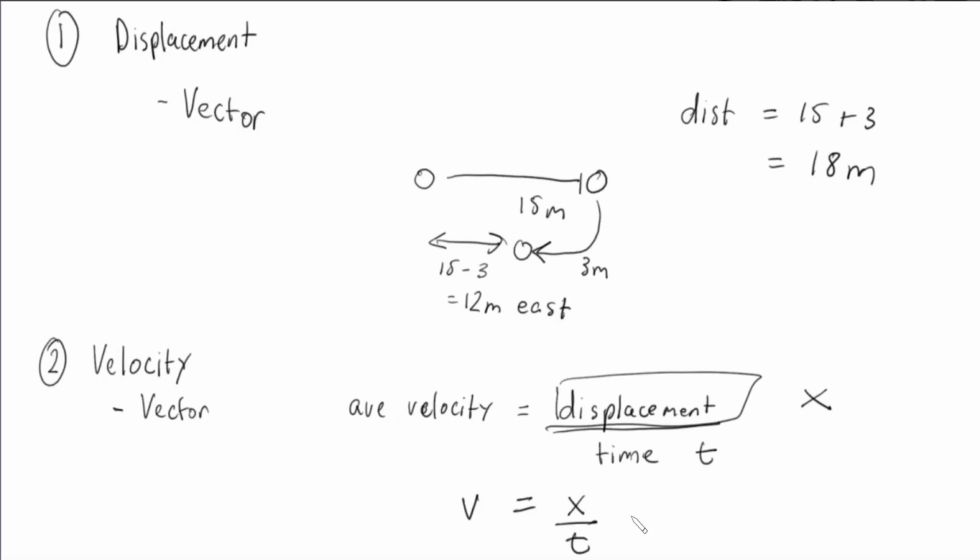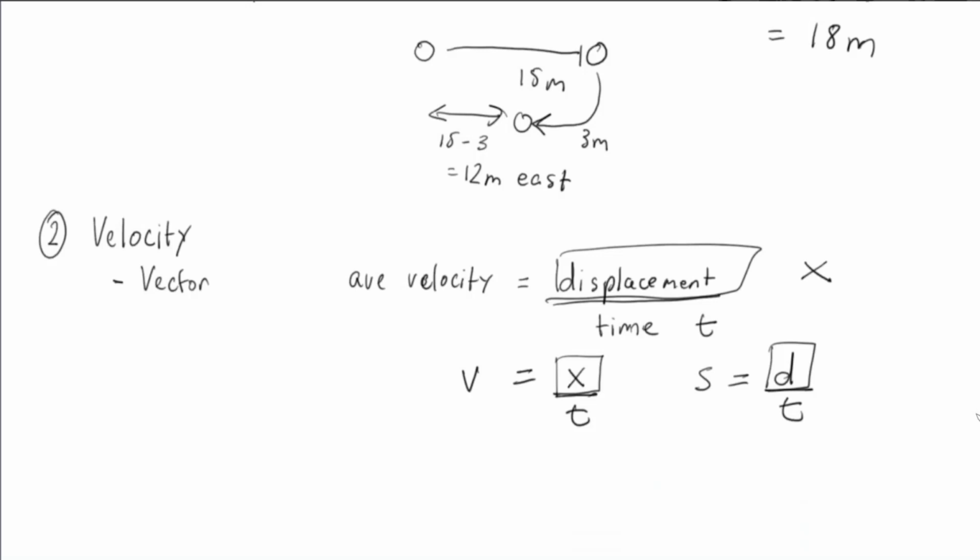And this is not to be confused with the concept of speed, which only describes how fast an object is traveling, and it doesn't take into consideration the direction in which the object is traveling. So the equation for speed, which we denote with s, is equal to distance over time, which is why displacement is denoted with x and distance is denoted with a d, so that there's no confusion between distance and displacement.